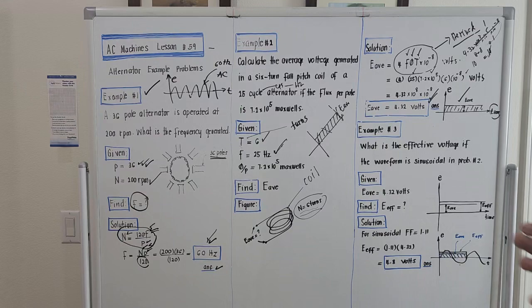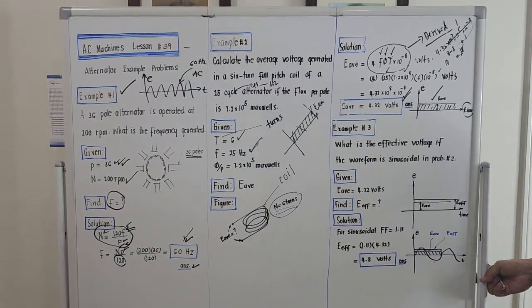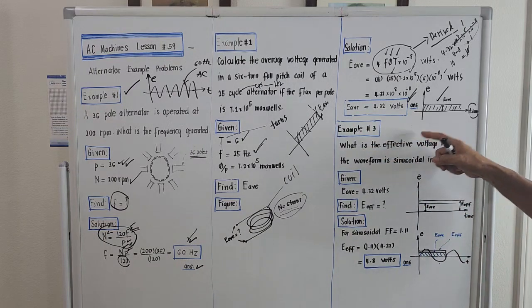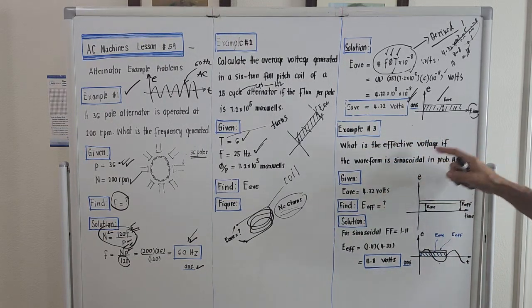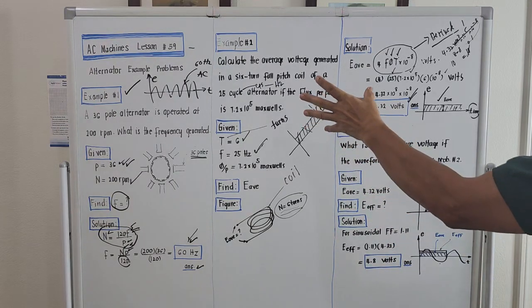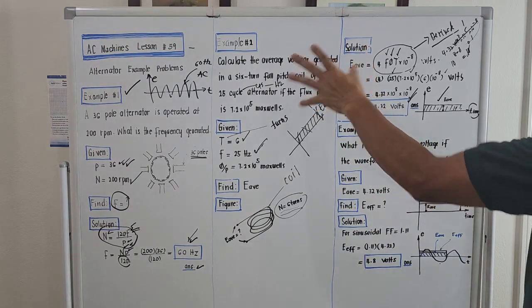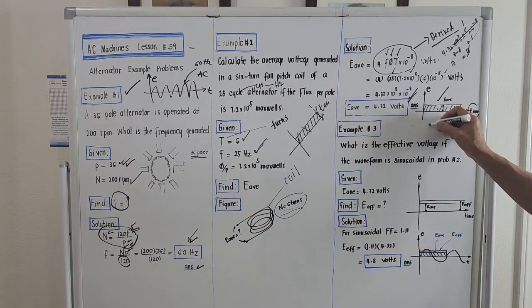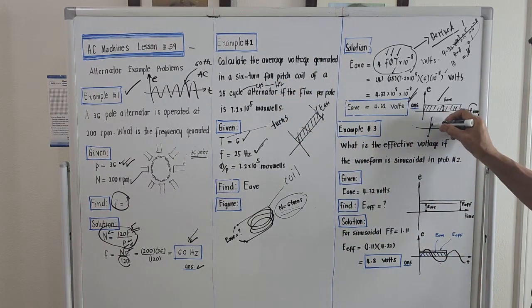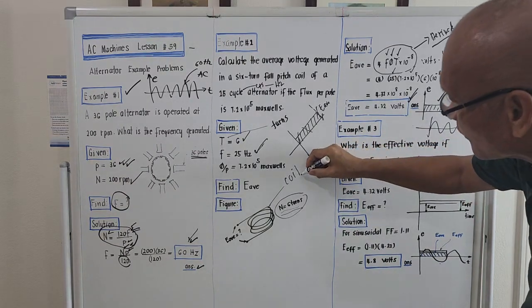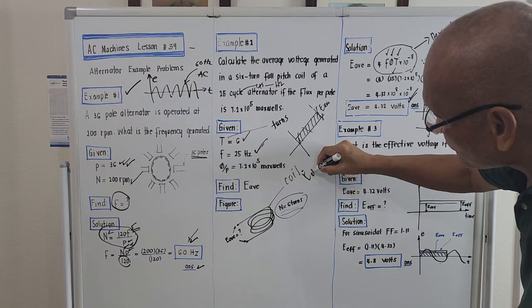Okay. Example number 3. This will be a continuation of example number 2. What is the effective voltage if the waveform is sinusoidal in problem number 2? If the coil on problem number 2 generates a sinusoidal, meaning alternating, right? The problem is asking what will be the value of E with the subscript effective.